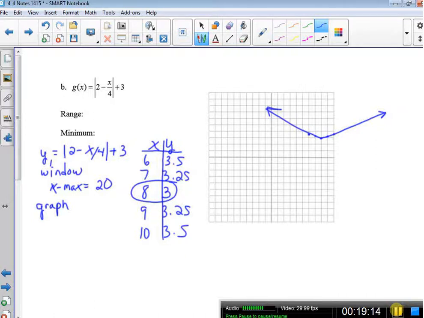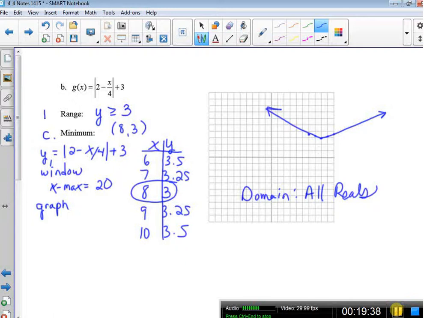The range is the y-coordinate of the minimum and larger. There is no y-coordinate less than 3, so y is greater than or equal to 3. The domain is, again, all reals, no radicals to worry about, no fractions. The minimum was 8 comma 3, which answered C and B from the previous. And then the sketching was part A.